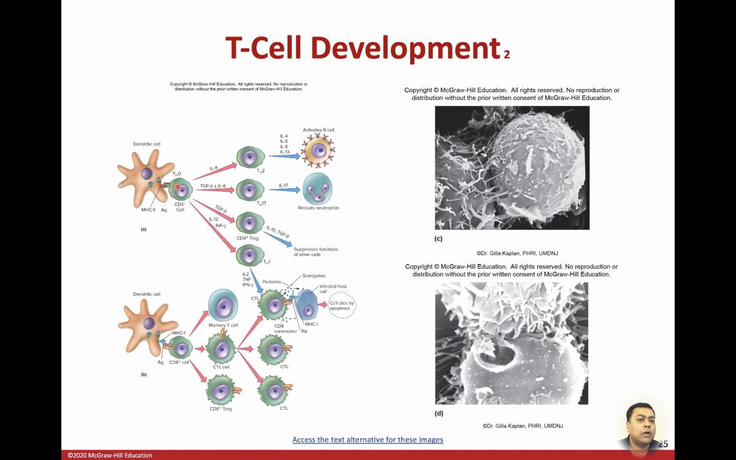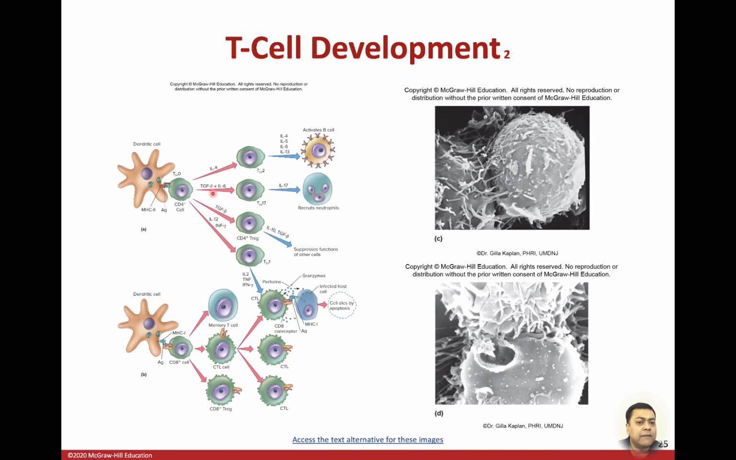So IL-4 released will activate the Th2 cells. And how does it do that? IL-4 will activate a transcription factor known as GATA3. This GATA3 will activate the secretion of IL-4, 5, 6, and 13, which will activate the B cells.